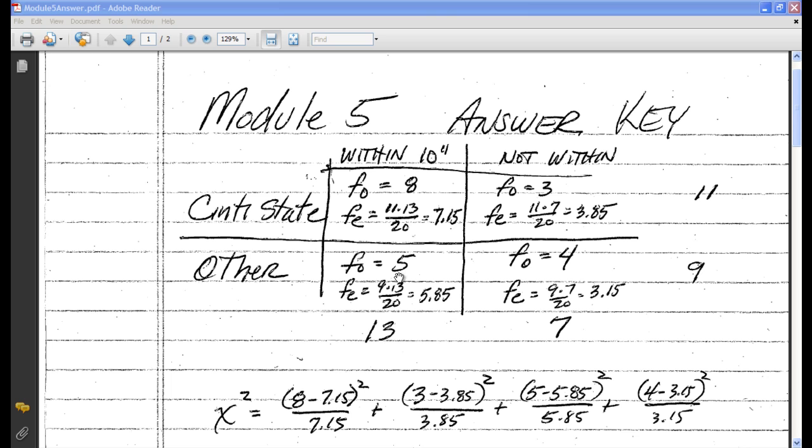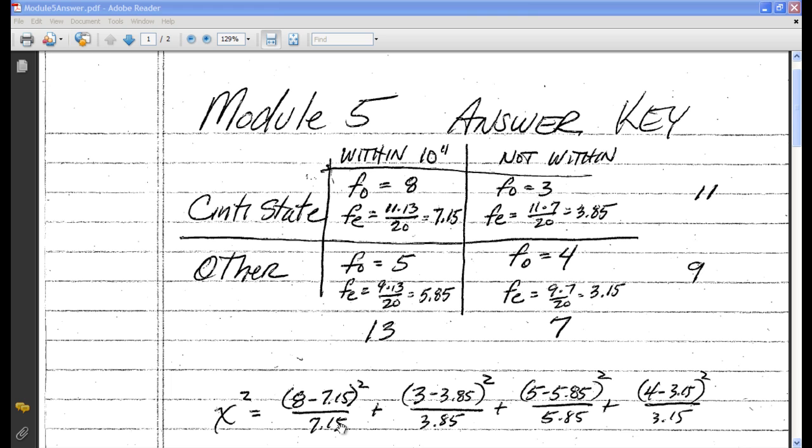So how we get the expected values is, for this cell, we take 11 times the number that's in this column, 13. So 11 times 13 divided by the number of observations, 20. So the expected value is 7.15. For this cell it is 3.85. For this cell, 5.85. For this cell, 3.15.